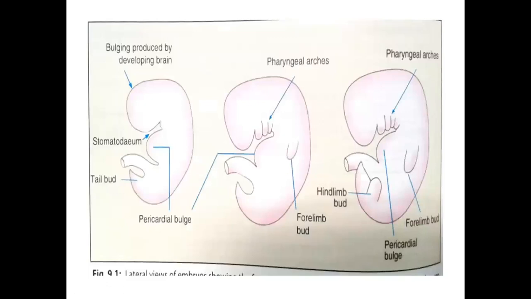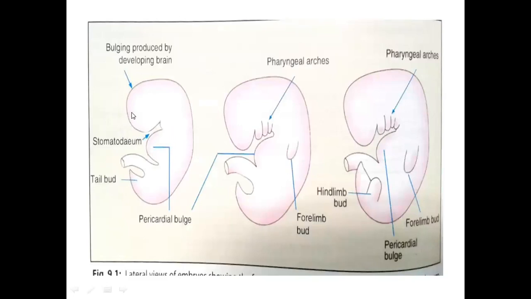This is the diagrammatic explanation for this. You can see this is a developing embryo. As we have seen, the head fold is occurring here, tail fold is occurring here. Toward the head fold, there are two bulgings. What we have mentioned: first is the developing brain. So this bulging is due to the developing brain, and this bulging is due to the underlying developing heart.